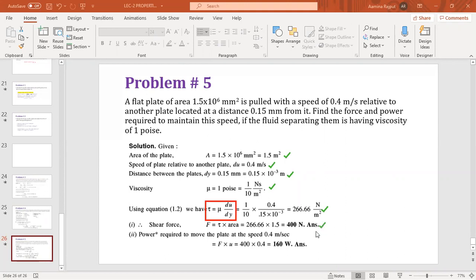And the last part is to determine power. As you know, power is work per unit time, so it is work over time. Work is force into distance. So distance over time is velocity. So power is force into velocity. And its units are watts.